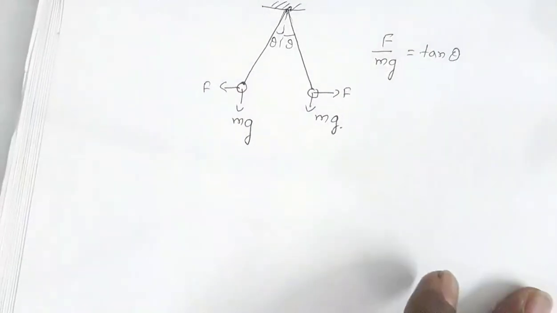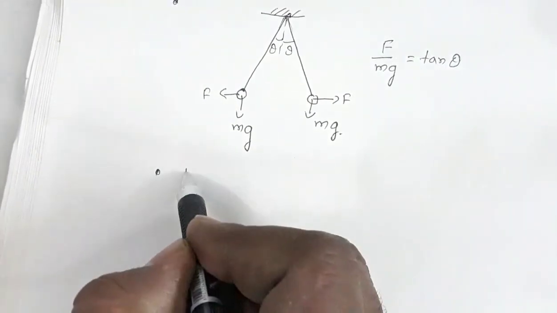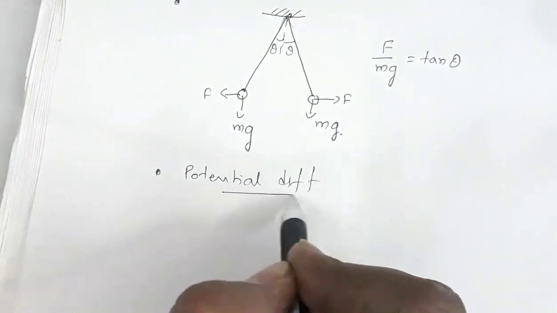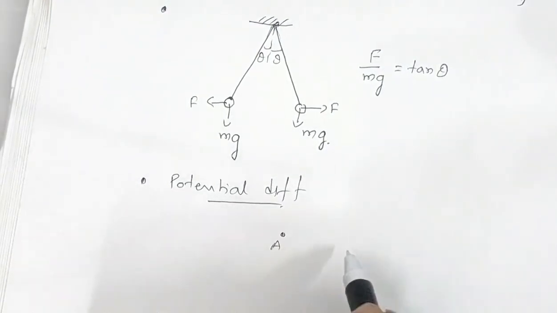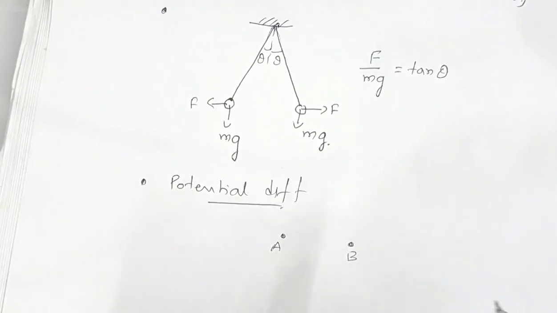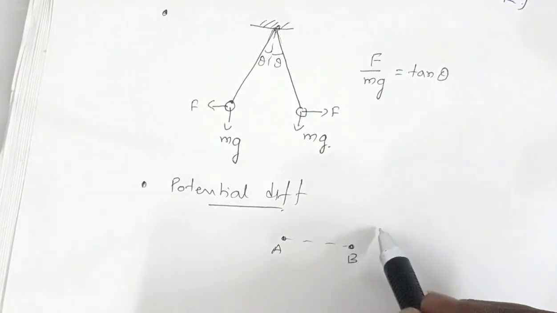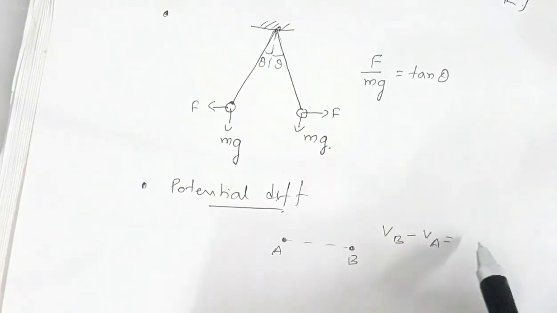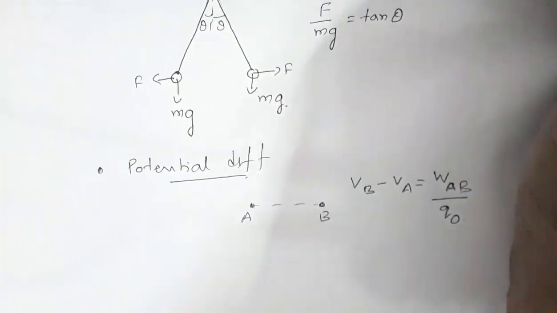Then coming to the next point, regarding potential, or to say potential difference. Now, suppose this is point A and this is point B. Then the potential difference VB minus VA is equal to WAB divided by Q naught. That is the work done in taking the charge from A to B.